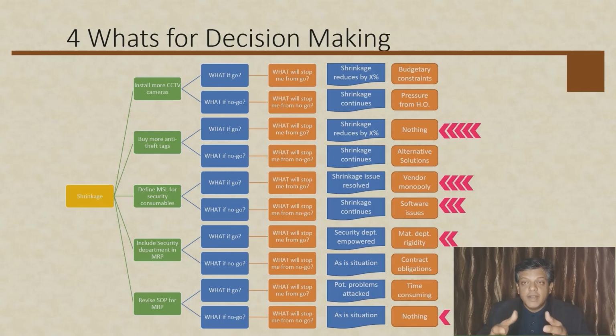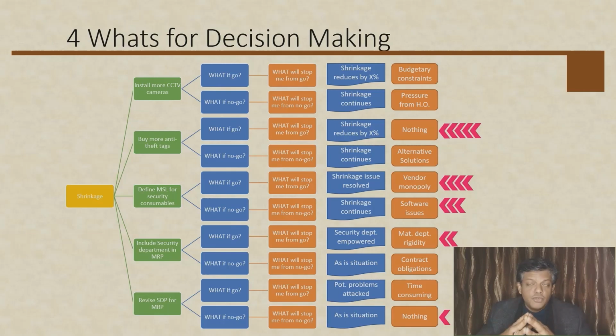For example, the security department might be outsourced, it may not be a direct part of your organization. And one more option that is listed on the screen is revising the SOP for MRP. Now, what if you choose to go ahead with this option? You would be attacking all possible potential problems, because revising the SOP on material requirements planning is not just about shrinkage or the security department. It can address potential problems and resolve them before they occur. But what can stop you from going ahead with it is that it is quite time consuming.